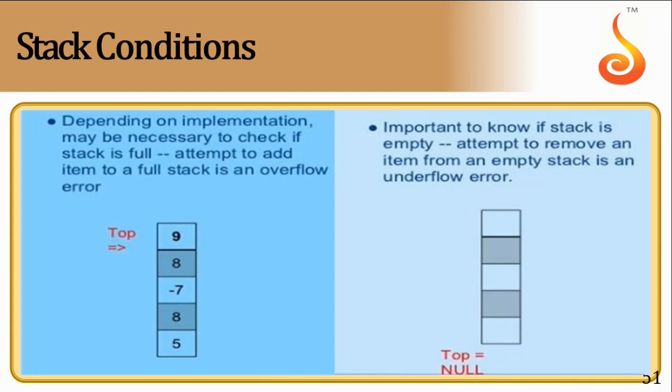underflow. When I do push, I need to check for the overflow condition. That is, if top is equal to n minus 1 and it is true, and I am trying to push in one more element, it will give you the overflow condition. Yesterday we did that. For pop, it is when top is equal to minus 1. When top is minus 1, there are no elements in the stack.